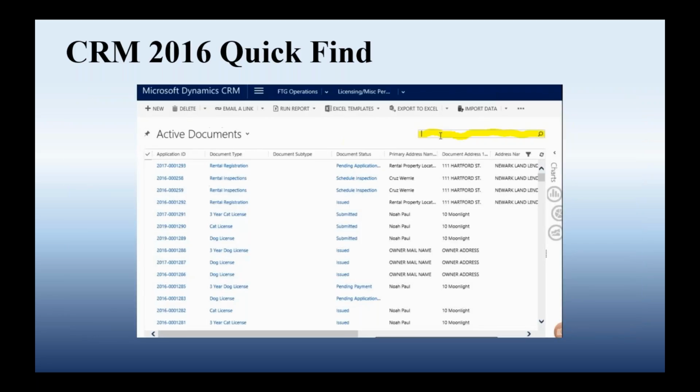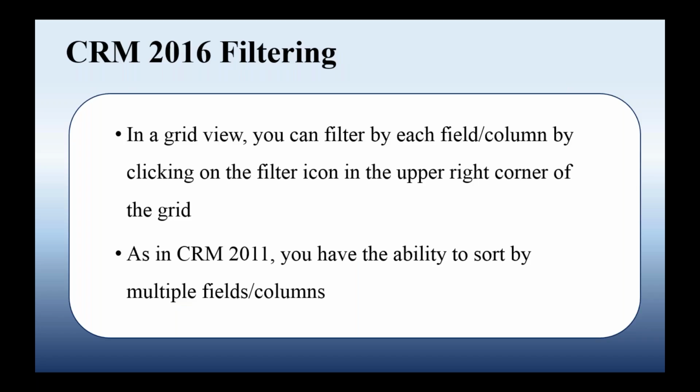So here is where that Quick Find feature moved in CRM 2016. It's almost in the same spot it was in 2011. But it's right here. So I can search in my licensing module for Cruz Wernley or Noah Paul or whomever I'm searching on or whatever property I am, and it'll return results to me.